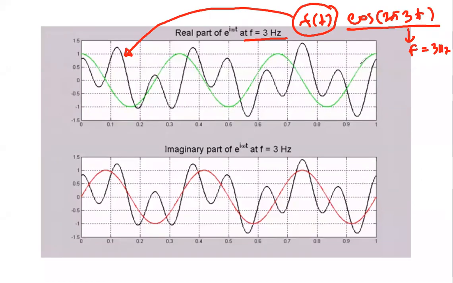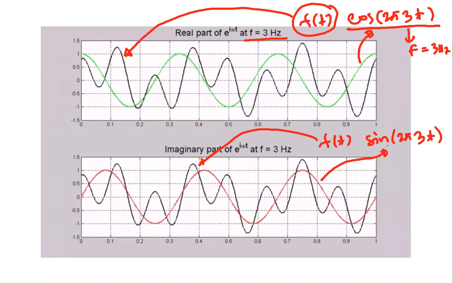This green line is cos(2π·3t), where we are targeting that our analog frequency is 3 hertz, and that is a cos pattern. In the lower portion, again the black line is your f(t), and sin(2π·3t). The red one is the sine 3 hertz signal. So this is step number 1. We just put those two signals in the time domain.